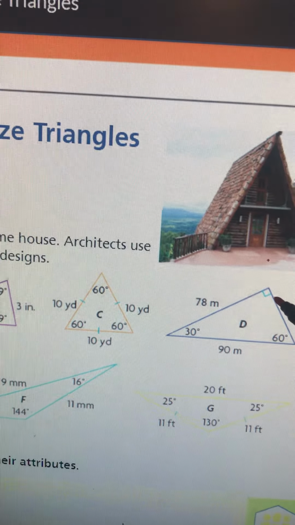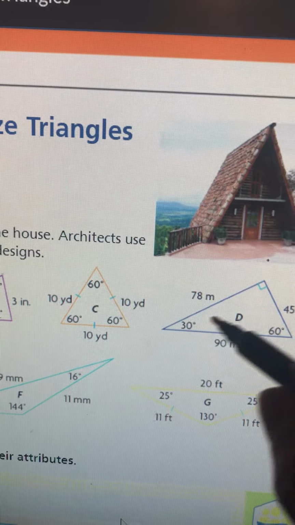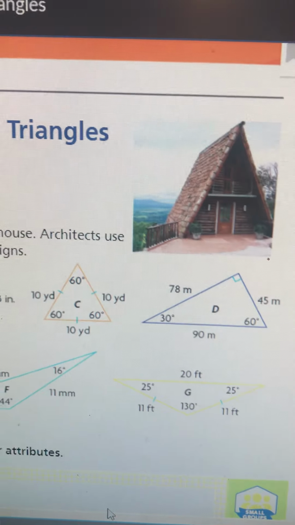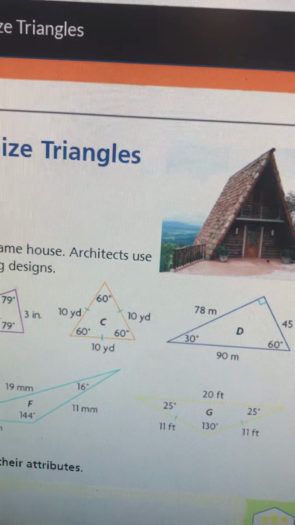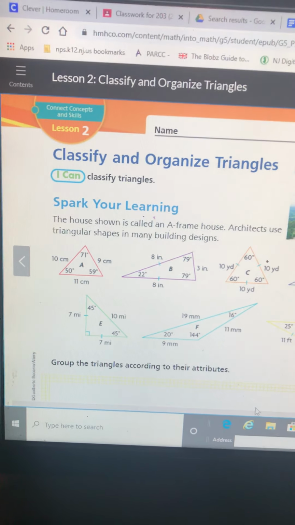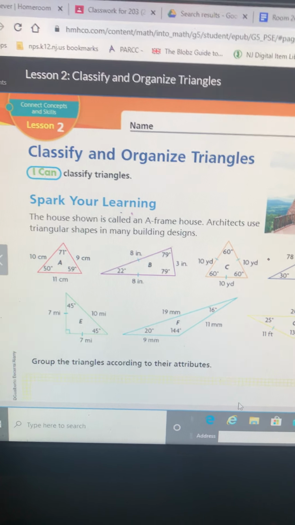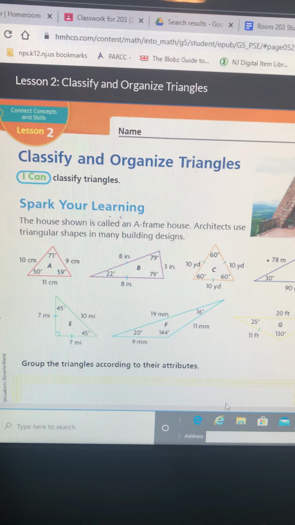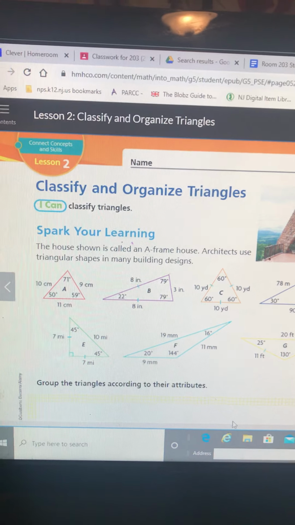Okay, if it's smaller than 90 degrees, then it's a cute little angle. And if it's bigger than 90 degrees, then it's obtuse. Okay? 90 degrees is perfect. It's only 90 degrees, right angle. Anything smaller, acute. Anything bigger, obtuse.